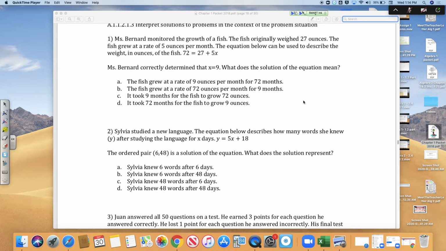72 equals 27 plus 5x. Well, looking at these four choices, this is the only one that makes sense. It took 9 months, since x represents months, for the fish to grow total and be 72 ounces.